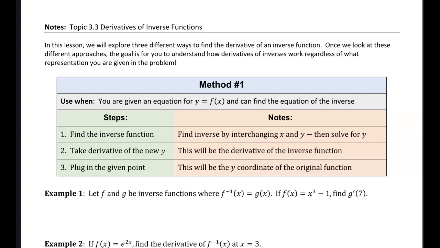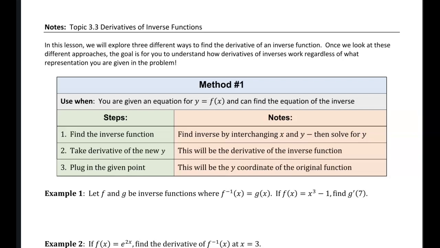So over here, we actually have an x value for our inverse function, which is the y value for our original function that we're plugging in over here. So in this example, it says f of x is x to the third minus 1. Find g prime of 7. So again, this is our x value of our inverse function, which is the y value of our original function f.